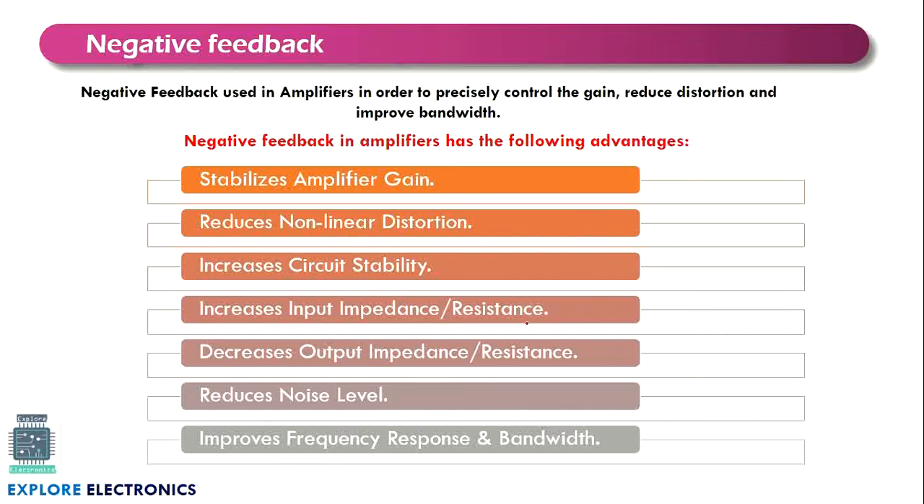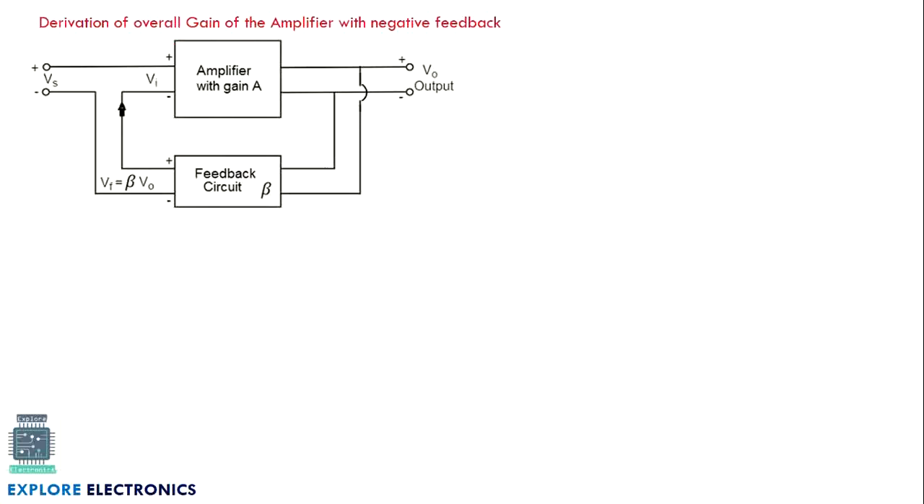Where do we use positive feedback then? We use positive feedback in oscillator circuits. While designing oscillators, we come to know the positive feedback arrangement in oscillator circuits. Next, the derivation of the overall gain of the amplifier with negative feedback.